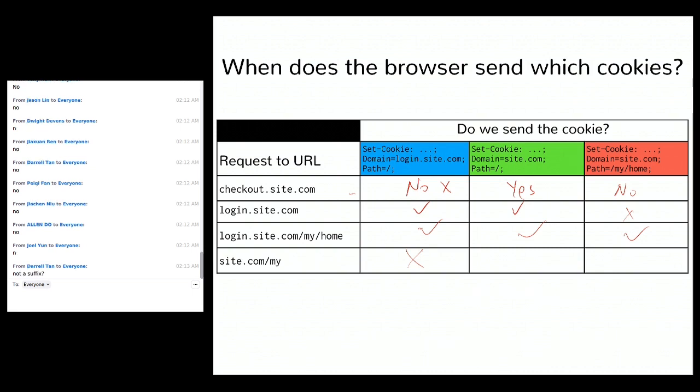The path, right? So the path is not a prefix. What about the domain? Oh, sorry, the other way around. The domain is not a suffix. We do send this one. The domains are the same, and the path is a prefix. And again, we don't send this one because the path is not a prefix.